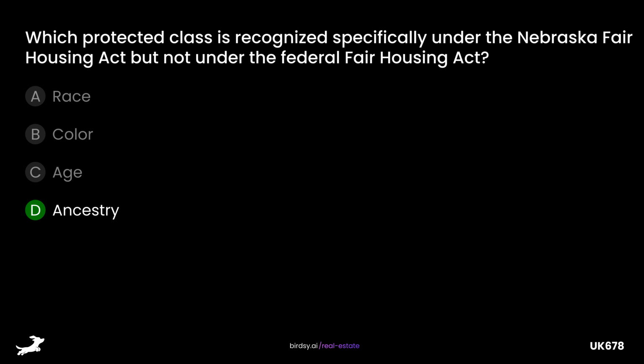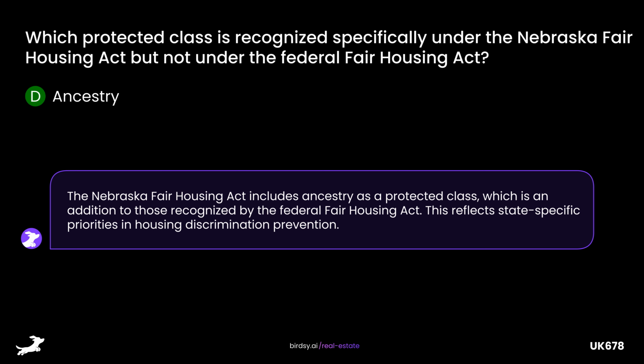The answer is D, ancestry. The Nebraska Fair Housing Act includes ancestry as a protected class, which is in addition to those recognized by the Federal Fair Housing Act. This reflects state-specific priorities in housing discrimination prevention.